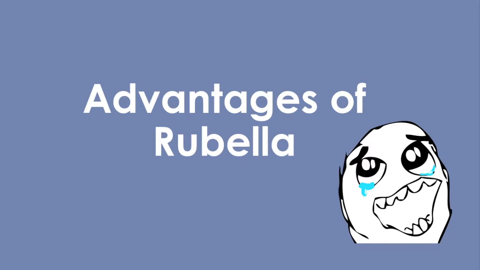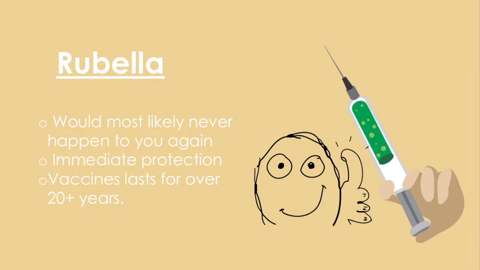The advantages of rubella. Once rubella is treated in an individual, it immunizes the individual against 3 potentially fatal diseases, specifically mumps, measles, and rubella, which is an advantage, especially if you're a woman, because when you get pregnant, the risk of you having rubella would be low. Vaccines are also an advantage in this part because vaccines last for over 20 years.